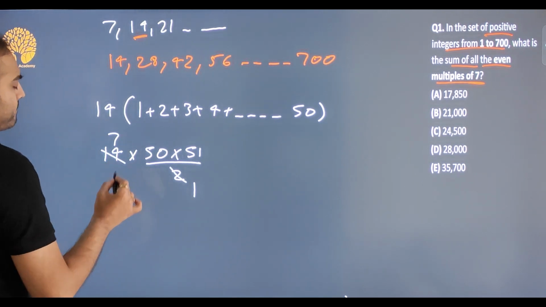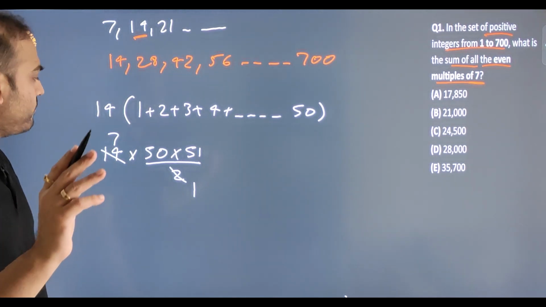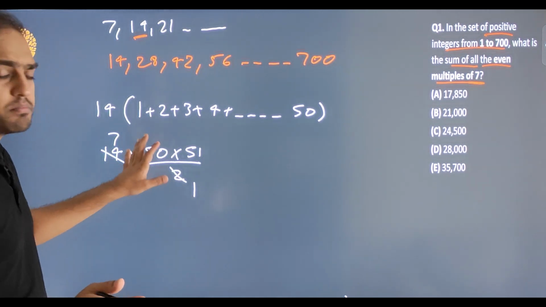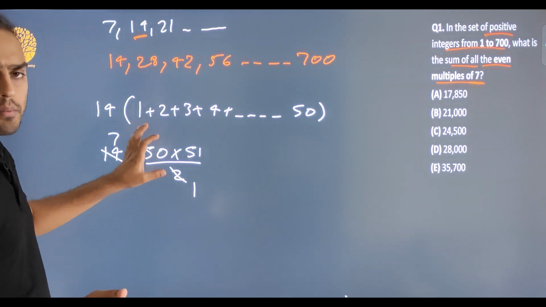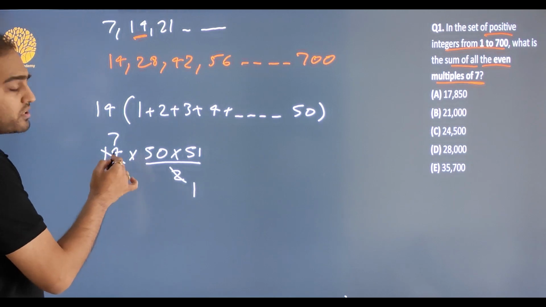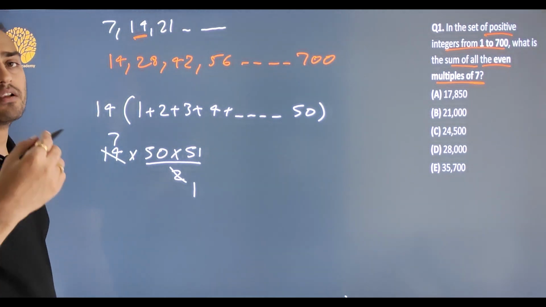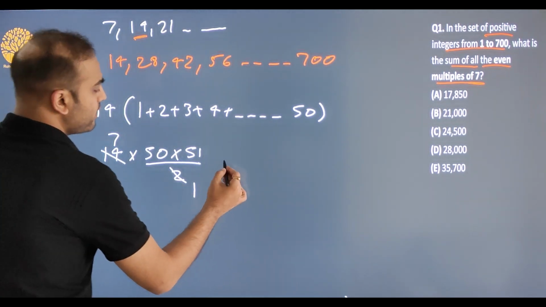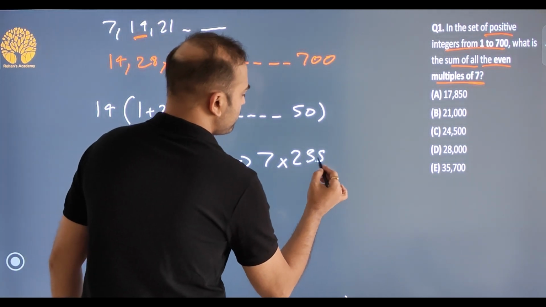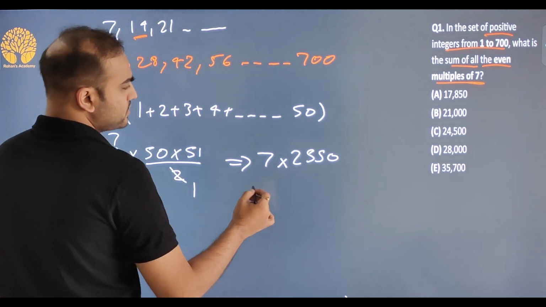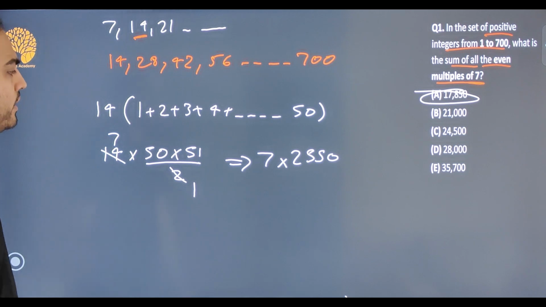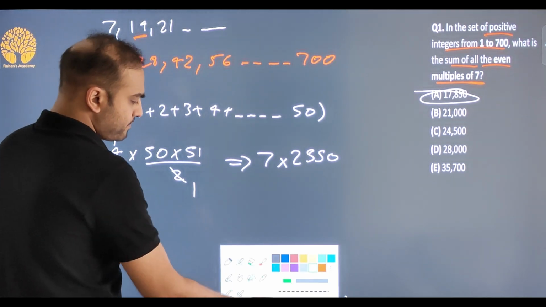So remember one thing, guys, with respect to your calculations, 50 is a very good number, right? Don't disturb that. Okay, 50 is a good number. Try not to disturb that, right? Cancel 2 with the 14, right? That will make your calculation faster, right? 7 times 50 into 51 is 2550. This is 17,850. Okay, this is 17,850.